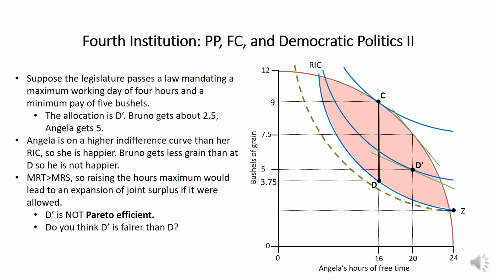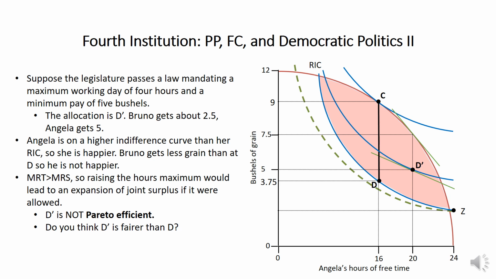And so interestingly, at point D prime, with Angela working only 4 hours, MRT is steeper than MRS, and so D prime is not a Pareto efficient outcome. It's not on the contract curve. And so that means that there is the potential that is being prevented from happening by this legislation of a better deal for both of them.